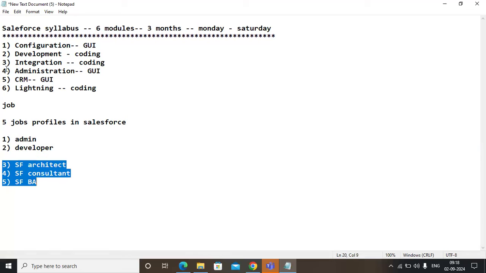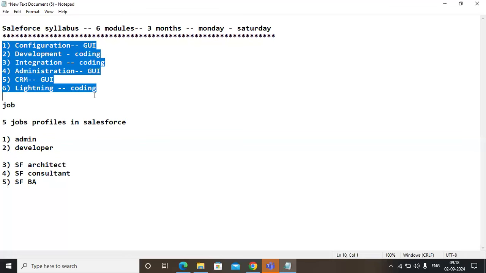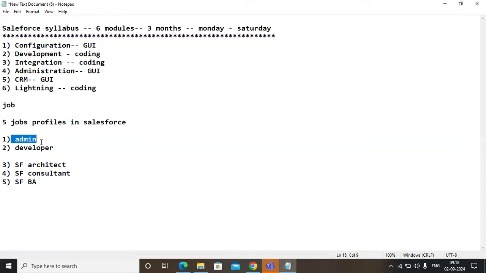But after completion of all the six modules, you will be eligible for applying for either admin job or a developer job. Not for these two jobs, because at this particular point of time, you cannot handle these type of advanced jobs. Minimum, you should have 5 years real-time exposure as a developer and also as an admin. Understand? So these two jobs, you can be eligible for applying.